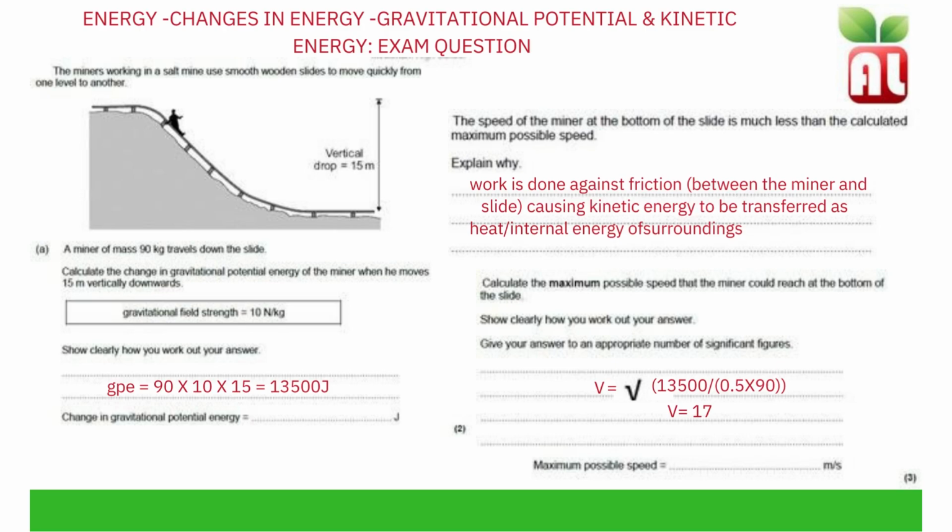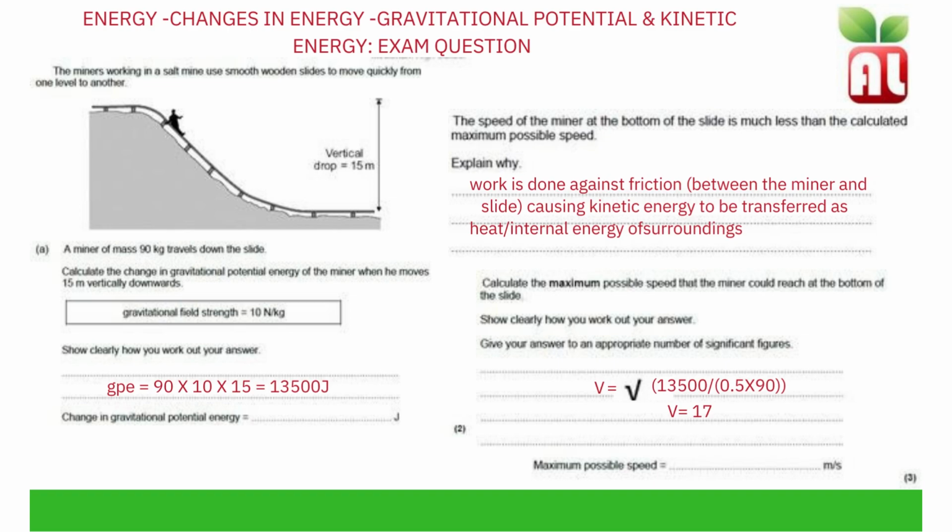Gravitational potential and kinetic energy exam question. The miners working in a salt mine use smooth wooden slides to move quickly from one level to another. The vertical drop is 15 meters. A miner of mass 90 kilograms travels down the slide. Calculate the change in the gravitational potential energy of the miner when he moves 15 meters vertically downwards. The gravitational field strength is 10 newtons per kilogram.